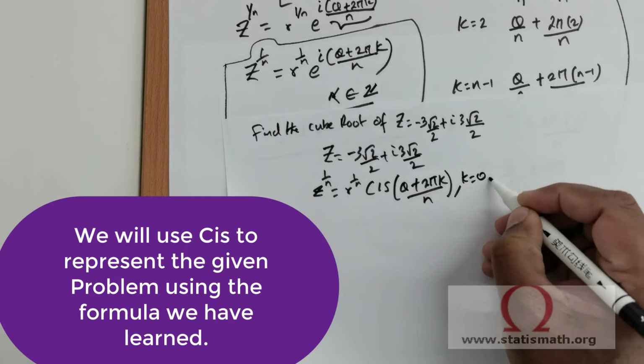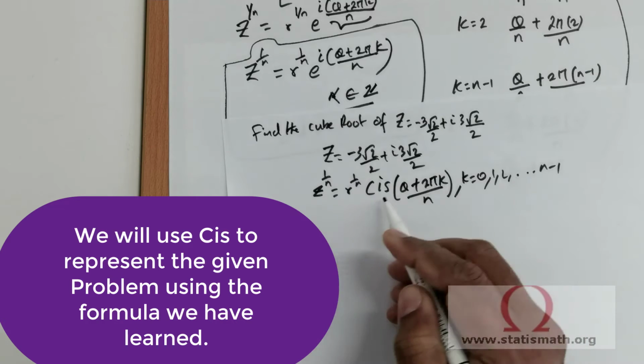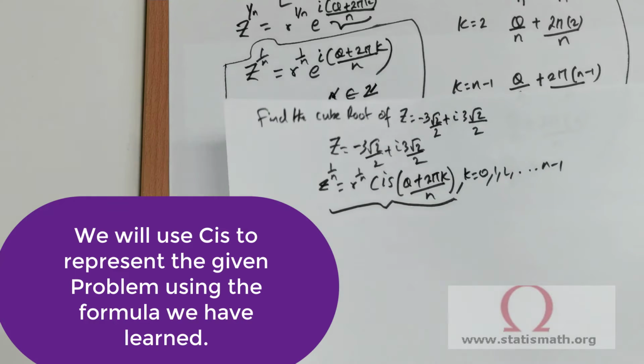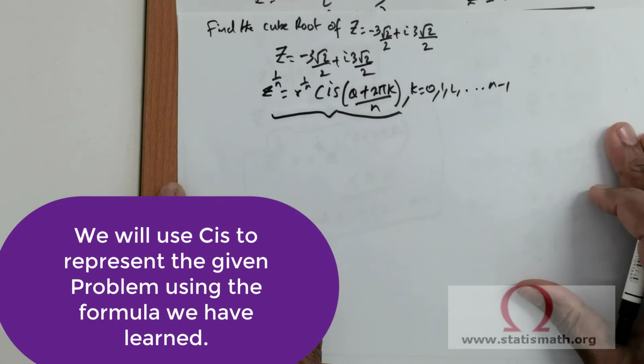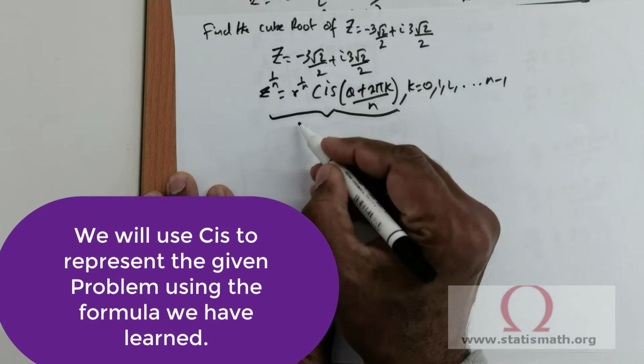Okay, where k is equal to 0, 1, 2, up to n minus 1. So remember this representation. It is very useful and we can do this question using this representation. So now foremost we have to obtain r.